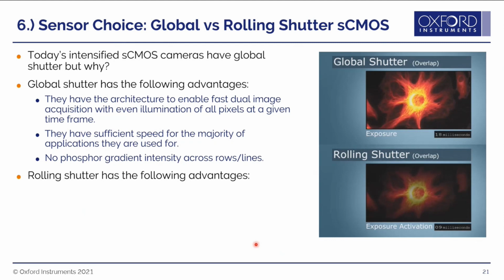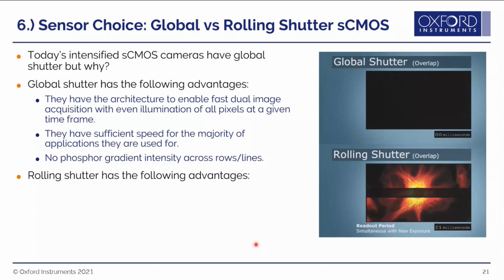Also, one thing about global shutter is you can achieve sufficient speeds for the majority of applications. You can get up to 50 frames per second with it. So of the kind of applications where this is targeted, that's actually sufficient for most.